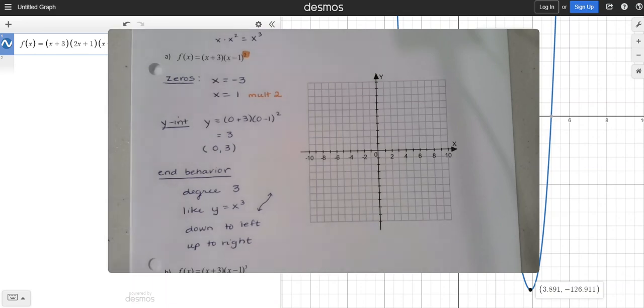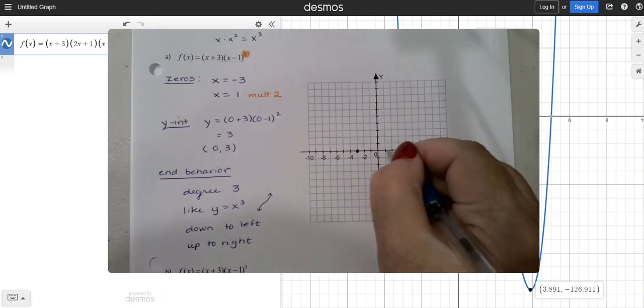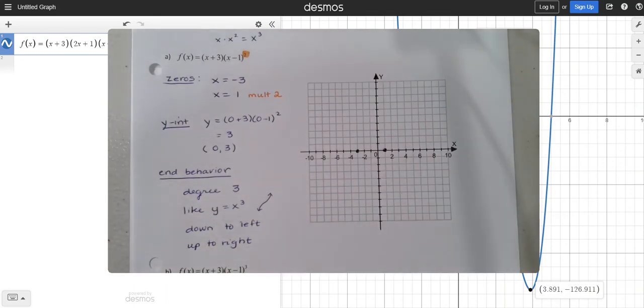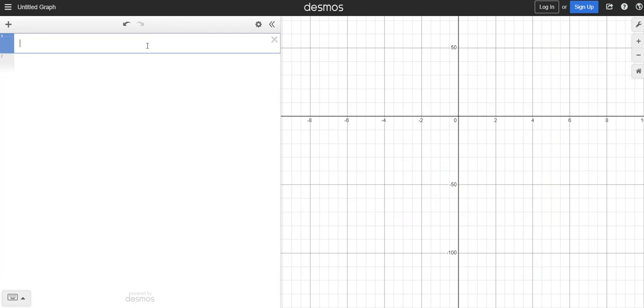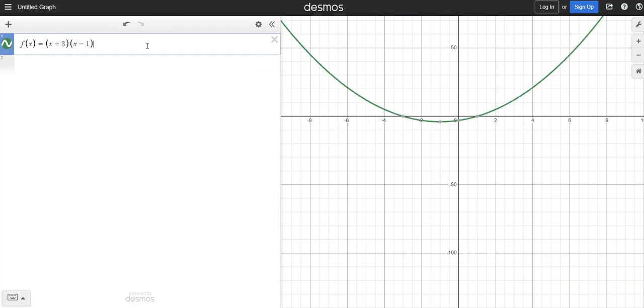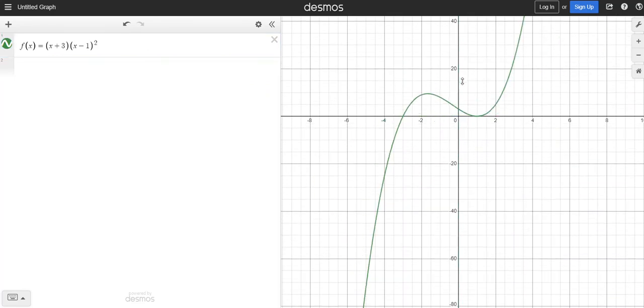All right, I can put a little bit of this in right now. Negative 3 is one of my zeros. 1 is another. I know what my end behavior should look like. Let's go ahead and take a look here. So I have x plus 3 times x minus 1 squared. There we go. I don't need quite such a large y-axis this time.